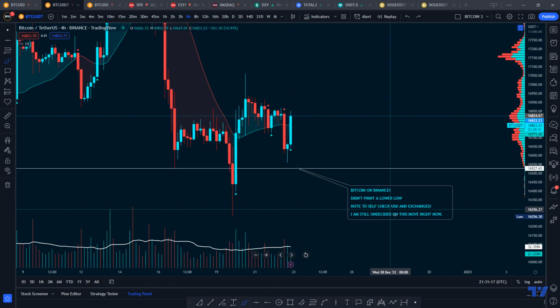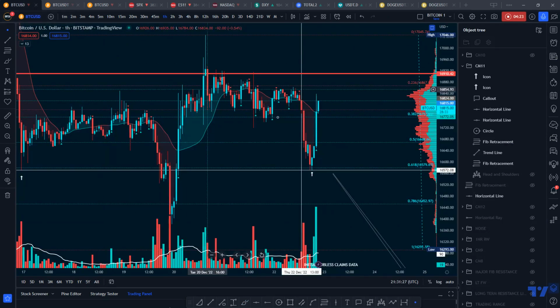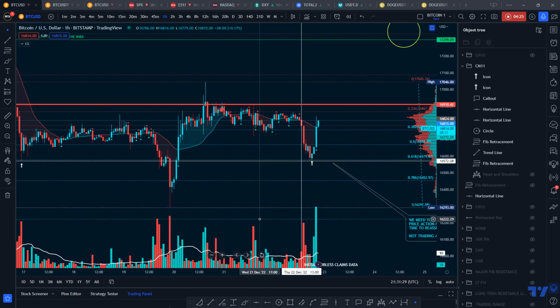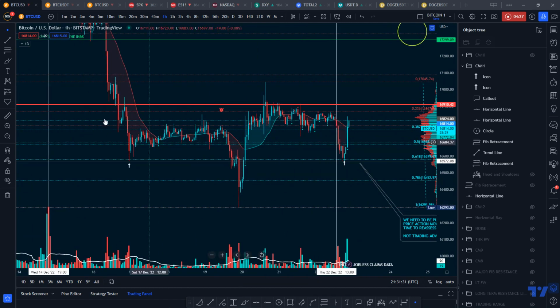And I obviously put this in the chart. Bitcoin on Binance didn't print a lower low. Note to self, check USD and exchanges. I am still undecided on this move right now. So let's go back over to USD and just have a look at this move.